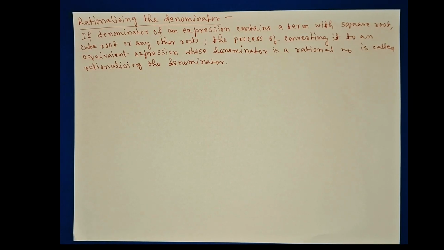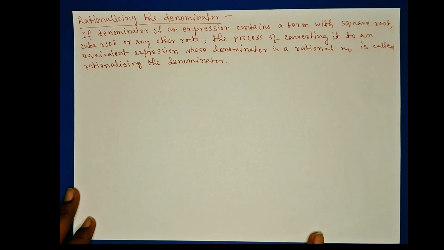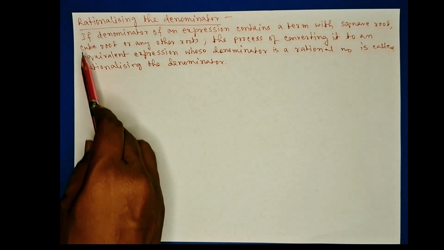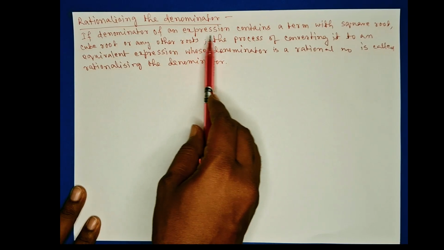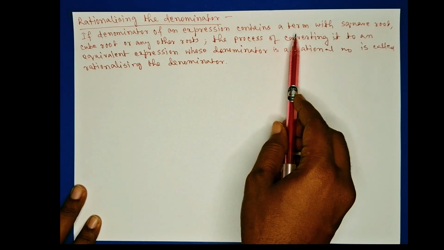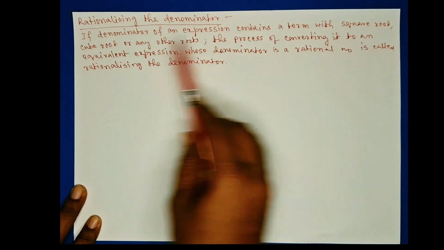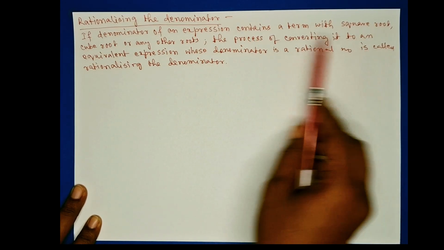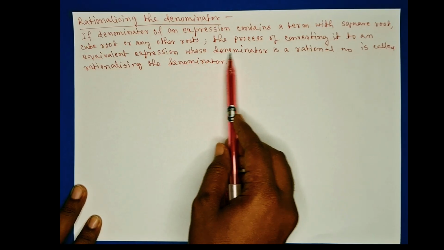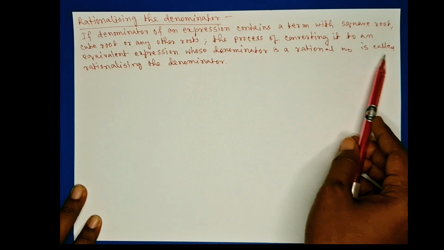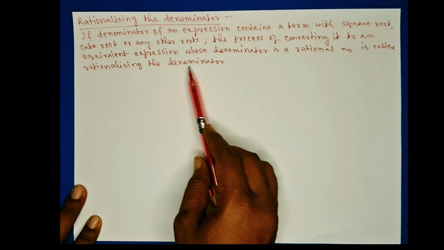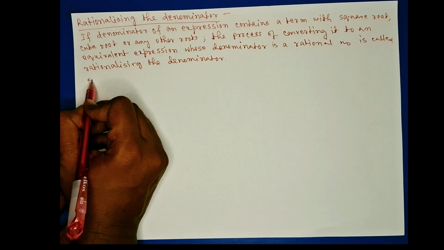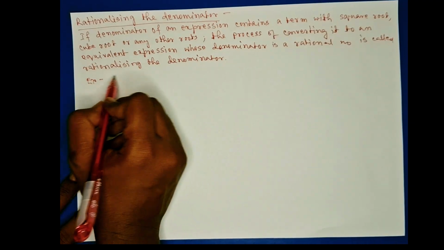Now, see, the next topic is rationalizing the denominator. If the denominator of an expression contains a term with a square root, cube root, or any other roots, the process of converting it to an equivalent expression whose denominator is a rational number is called rationalizing the denominator. We'll understand it with an example.